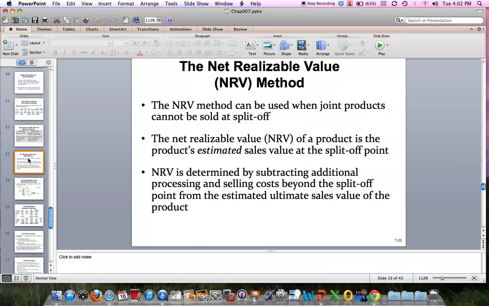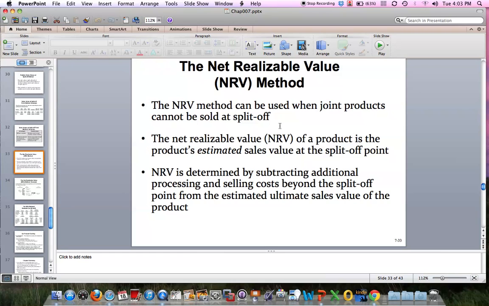So net realizable value, it says, can be used when joint products cannot be sold at split off. So in other words, might there need to be extra processing before a product can be sold? Just because we have that split off point where we have two separate products, it's quite possible one or both or more of these products need additional processing before they can be sold to customers.